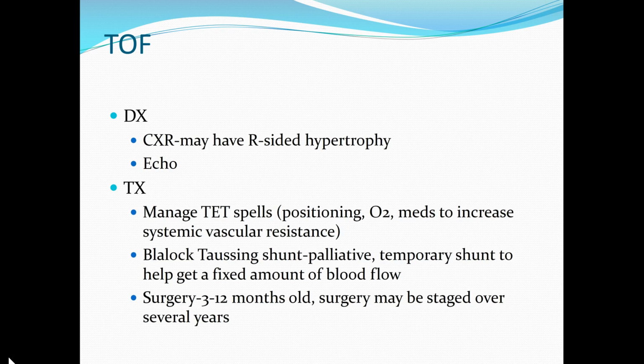The Blalock-Taussig shunt is a palliative shunt that's done that is temporary to help to get a fixed amount of blood flow. And so that is palliative to get them to 3 to 12 months old when they can do surgery. And again, surgery may be staged over several years.